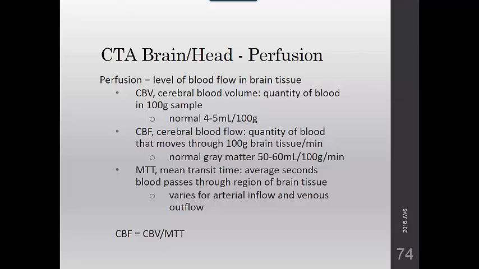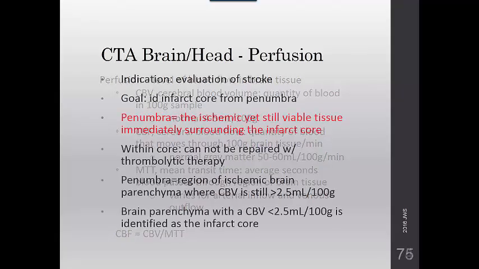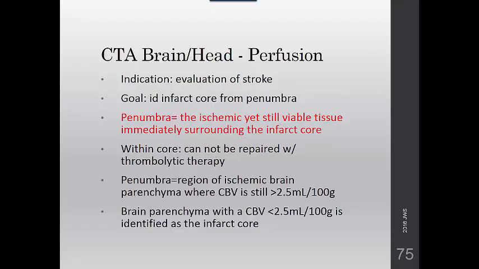The formula to calculate the cerebral blood flow, which is what we want, the CBF, you divide the cerebral blood volume, the CBV, by the mean transit time, and that will give you the CBF. As I said earlier, the primary indication for CT perfusion studies is the evaluation of acute stroke. And the primary goal of the CTP is to identify and differentiate the infarct core from the penumbra. So let's define what the infarct core and the penumbra are.